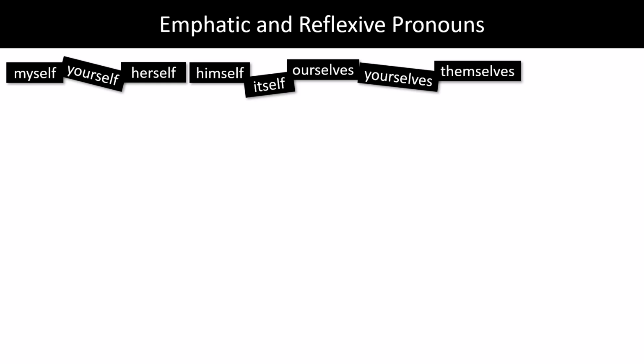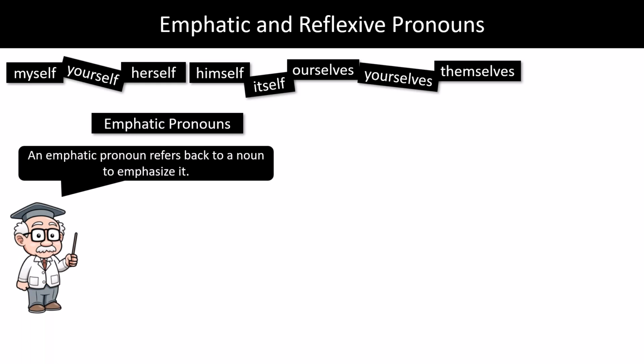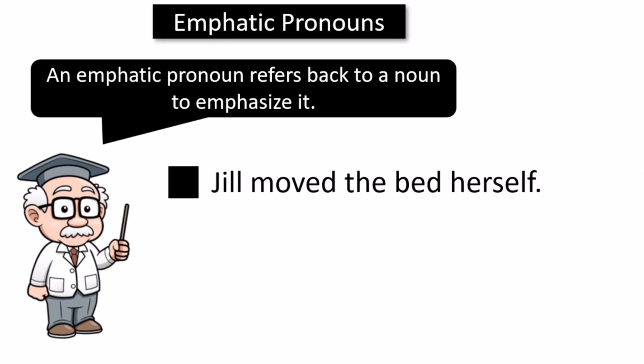Let's start with emphatic pronouns. So here is our teacher. He says an emphatic pronoun refers back to a noun to emphasize it. Here is an example. Jill moved the bed herself. The word herself is an emphatic pronoun. It refers back to Jill to emphasize Jill.